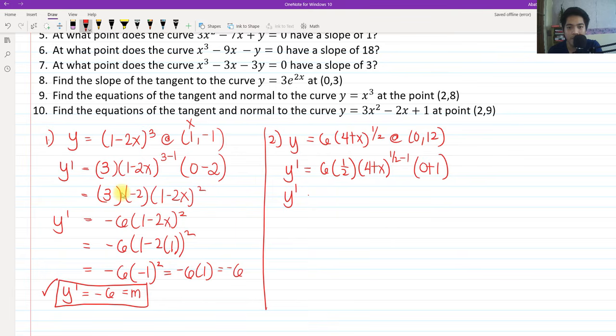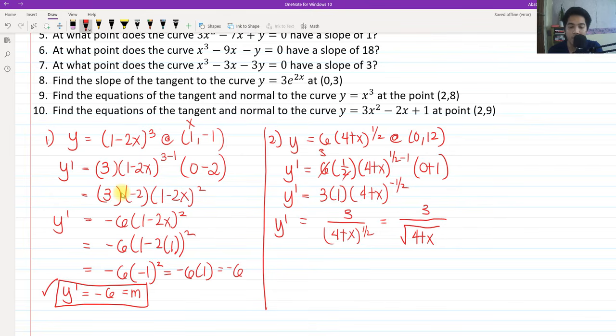So technically, we have y prime, 6 divided by 2 would be 3. So we have 3 times 1, times (4 plus x) to the 1/2 minus 1, which is negative 1/2. So technically, we have 3 all over (4 plus x) raised to 1/2. We have used the exponent property to eliminate the negative by having its reciprocal here. So this is also equal to 3 over the square root of 4 plus x, because (4 plus x) raised to 1/2 is equal to the square root of 4 plus x. So that is our y prime.